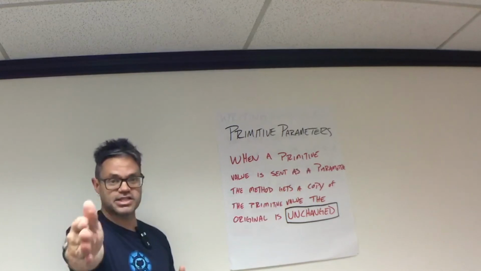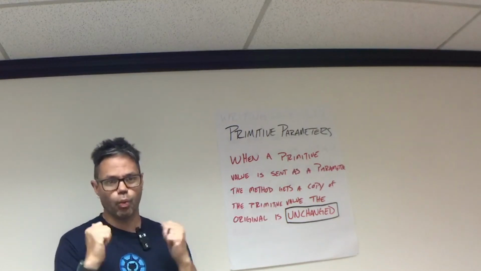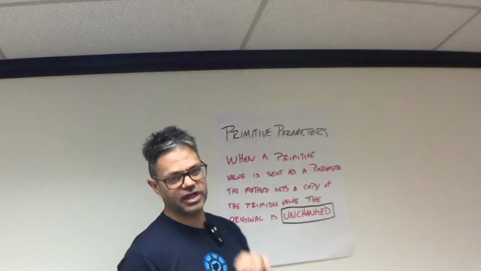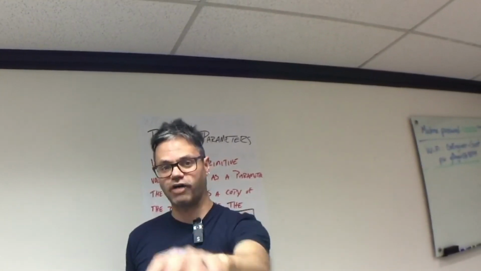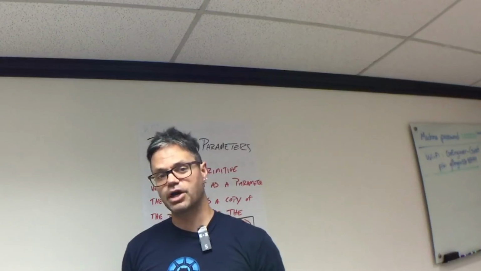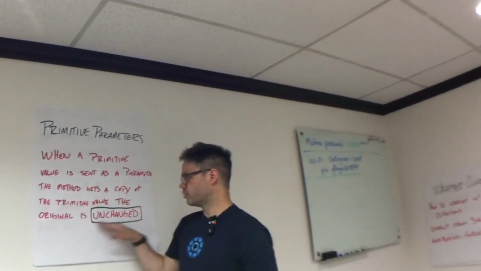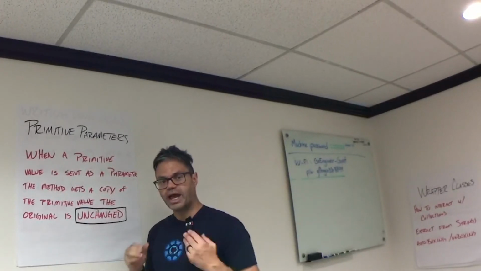When I give you that 7, you get a fresh, brand new, wonderful copy of that primitive value. And that works for every single primitive in the Java language. Whenever I pass off a parameter that's a primitive type, you get a copy of that parameter. Now, this is really amazing. The original, like I said, is unchanged. We have to remember that when we're doing that.